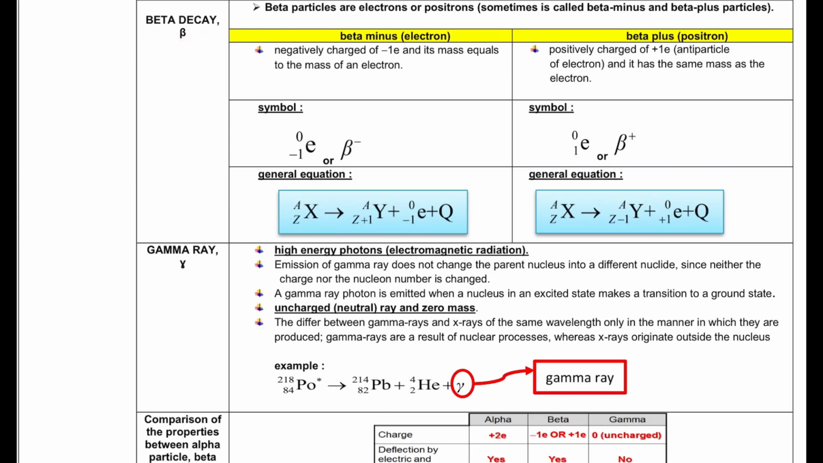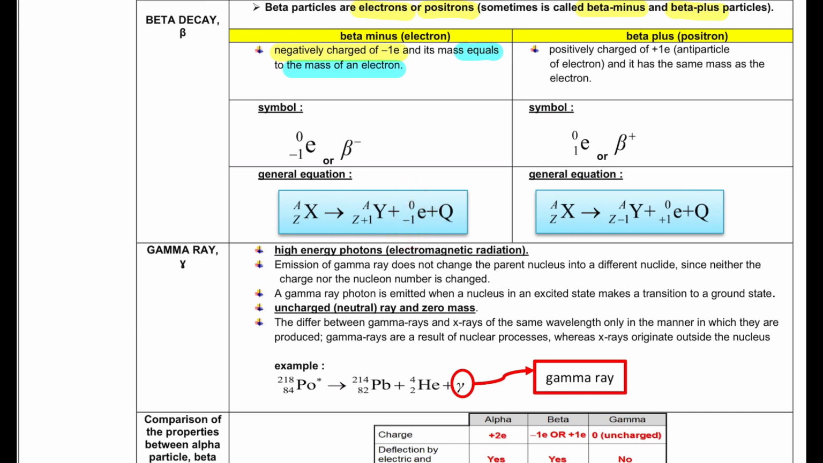Okay, the second emission is beta decay. Beta particles are electrons or positrons, and sometimes they are called beta minus or beta plus particles. Beta minus, or electron, is a negatively charged particle with a charge of negative 1e and its mass equals the mass of an electron. The symbol is 0, negative 1e or beta minus. As you can see, this is the general equation for the beta minus decay.